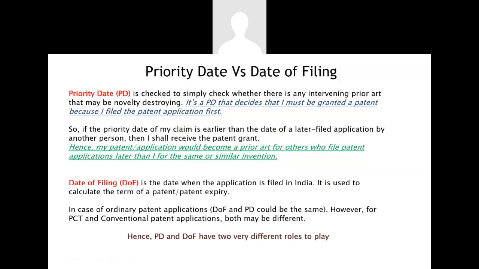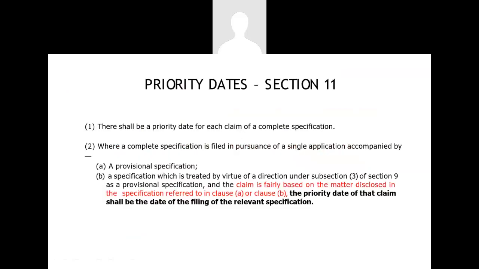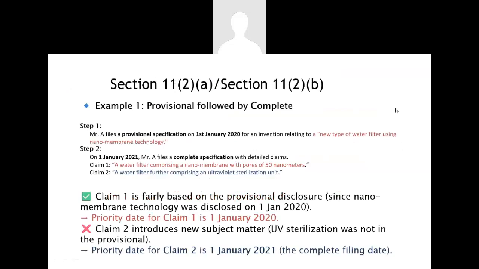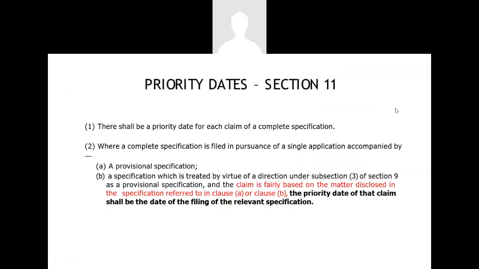While you pick up the date of filing, which you also call DOF, to identify when the patent is set to expire, when 20 years are going to be over. So let us first pick up the first leg of the presentation, which is calculating the priority date of the claims. This has been covered in section 11, and section 11 has up to 8 subsections.